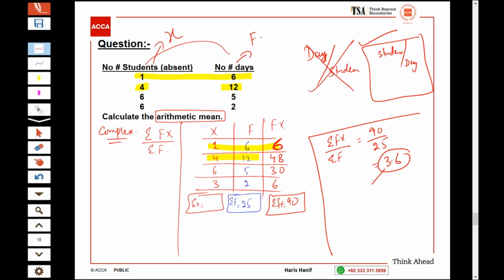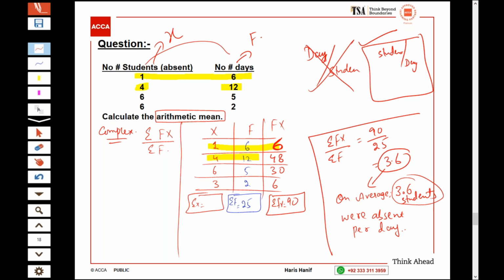You know what this indicates? This indicates on average 3.6 students were absent per day. That means on average 3.6 students were absent in a day. So this is the interpretation of the mean calculation.